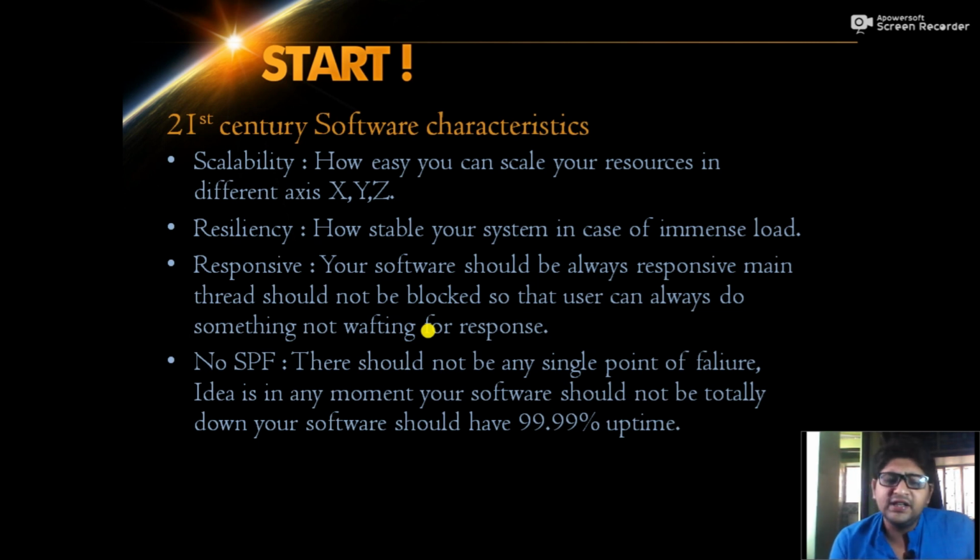Now the fourth thing is that there should not be a single point of failure. What does a single point of failure mean? It means that your software should not be down. It should be up 99.99% through the year, day by day, year by year, because your software can have a partial failure, but it should not have a single failure.